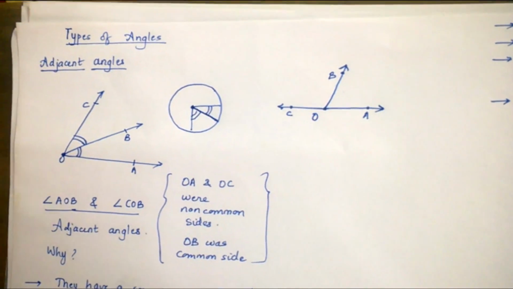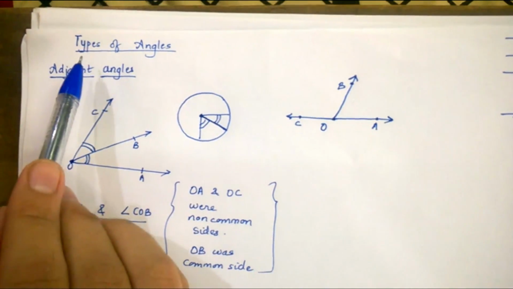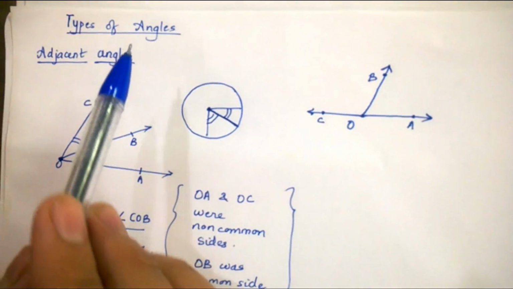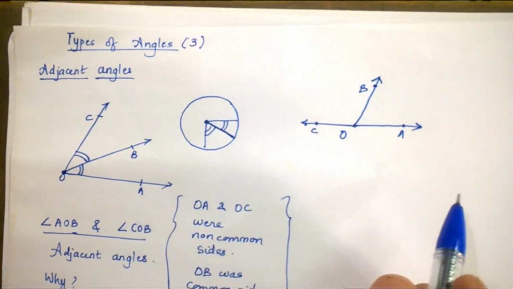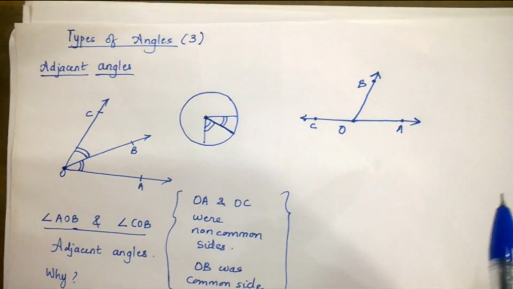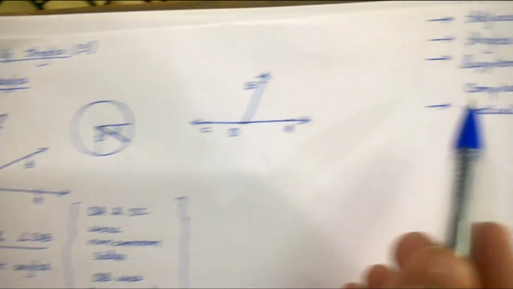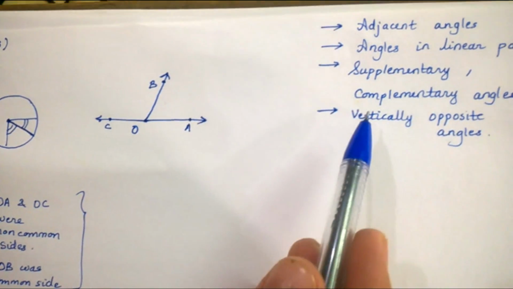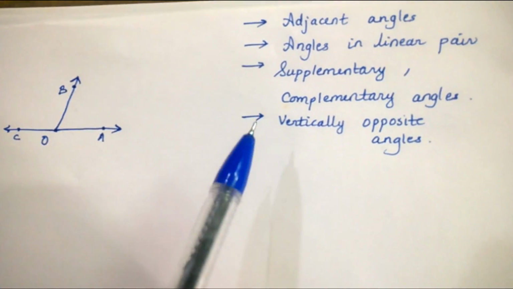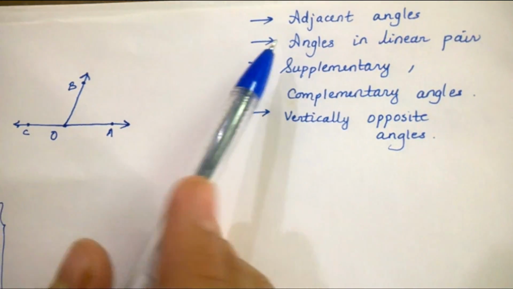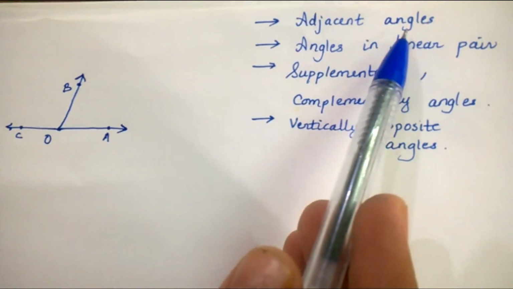Hello friends. So we were in the previous lecture studying about types of angles. In this lecture we will study more different types of angles, and some of them are mentioned here. We'll try to cover as many of them as possible, or in the next lecture we'll continue with the rest. So we'll start with the first one, adjacent angles.